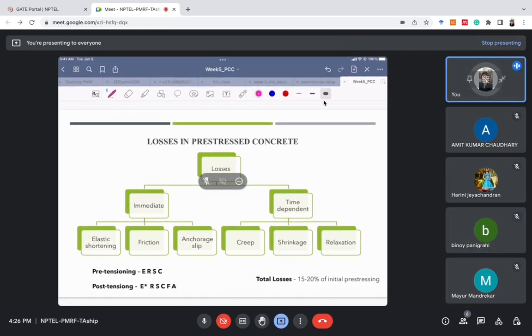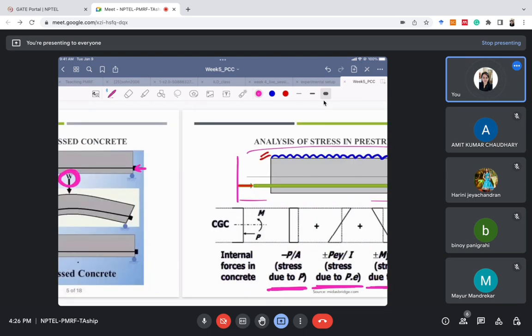Okay, so there are two types of losses. One is the immediate loss. One is the time dependent loss. Okay, so what are losses? Why are they happening?